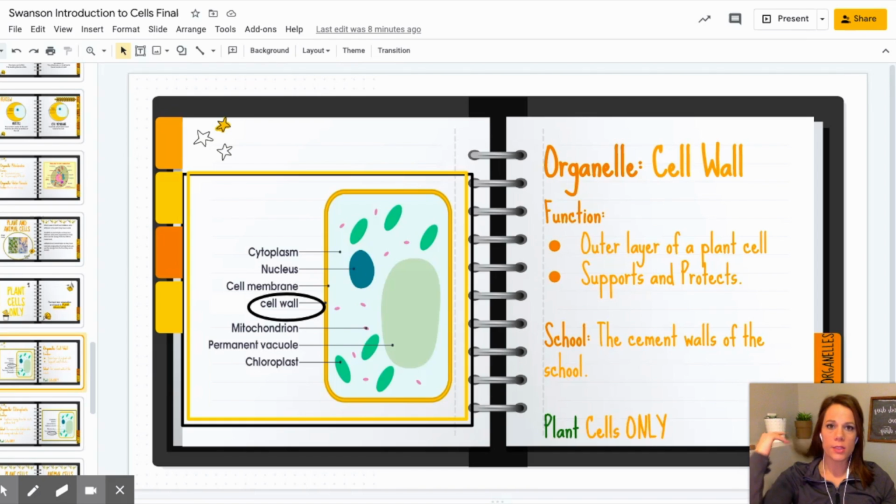So we don't need this. We want to be able to move around. Plants don't need as much flexibility as we do, so they have this added layer of structure and support. Think of the school, like a cell. If the cell membrane lets things in and out, an example of the cell wall would be the walls of the school, the brick walls or cement walls that keep that structure in place. So again, only found in plant cells.